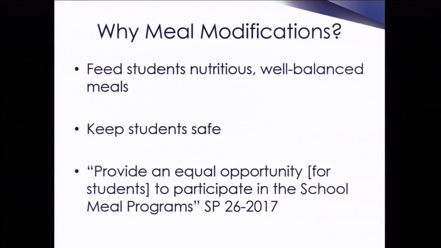Before getting into the details of policy and law, it is important to understand why accommodating meals is significant. As food service professionals, you want to feed students nutritious and well-balanced meals so they may succeed in school. You also want to ensure the safety and health of each and every student. And ultimately, you want to provide an equal opportunity for students to participate in the school meal programs. All 3 of these reasons drive home the need for making meal modifications.